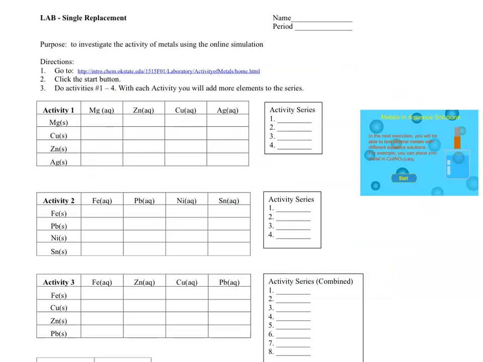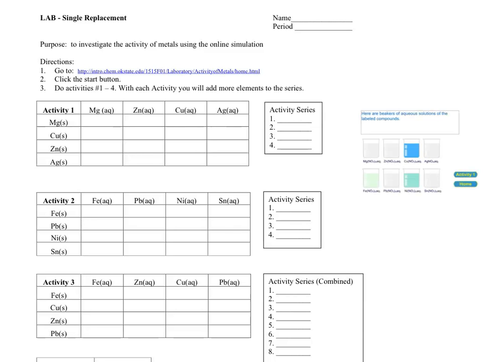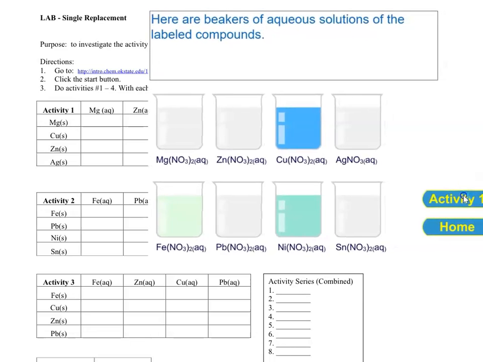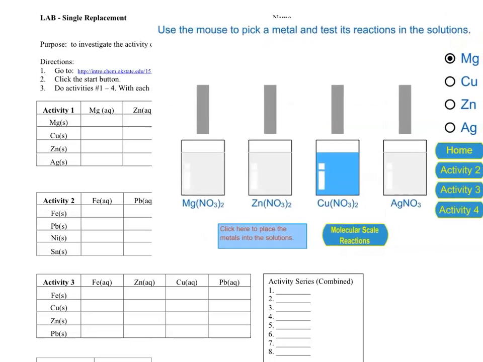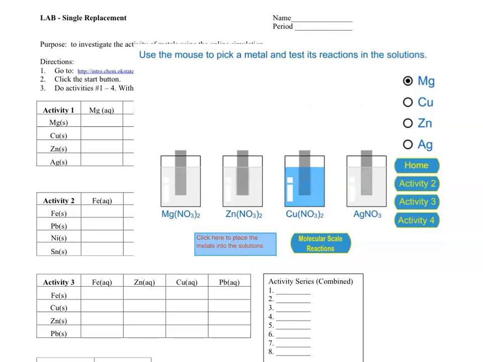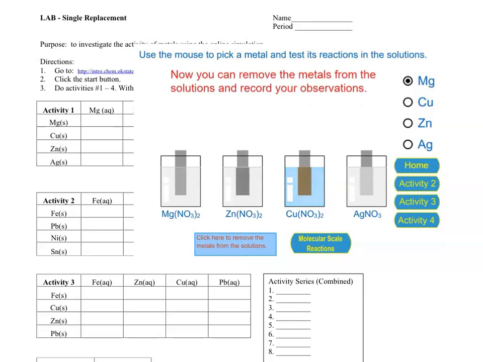All right, let's start over and do some data collection here. We have 3 different data tables that we're going to try to fill in by watching the simulation. Let's start the simulation once again. What we have is a number of beakers that have solutions in them, and then we have different metals that we're going to dip into those solutions, and we're going to start off with magnesium.